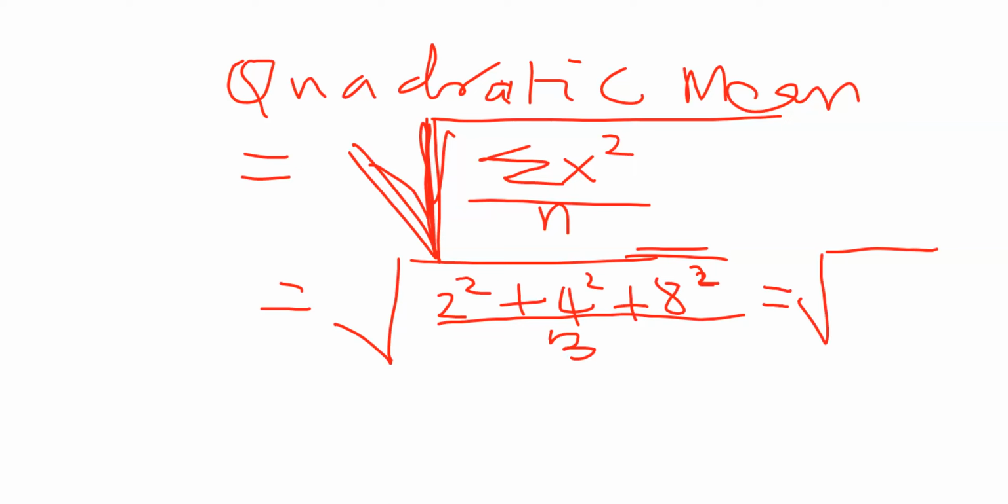Can you cross check? 84 divided by 3, yes, 28. Exactly. So the square root of 28 is 5.29. So that is it. That's how to find this other type of mean. We have found the arithmetic mean, the harmonic mean, the geometric mean, and the quadratic mean.